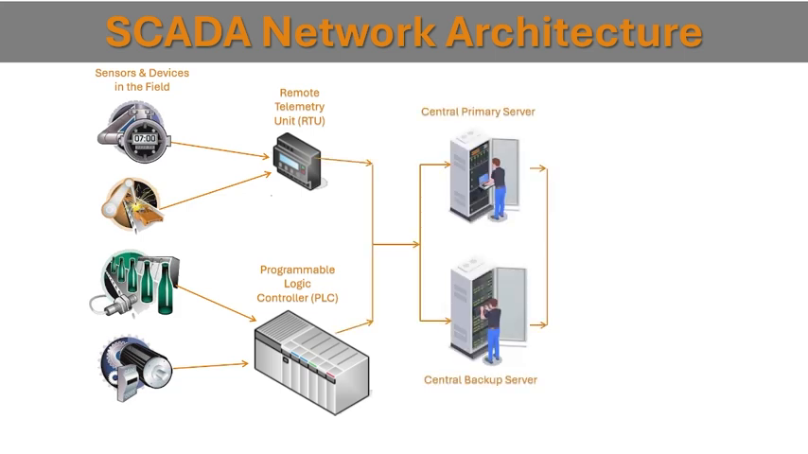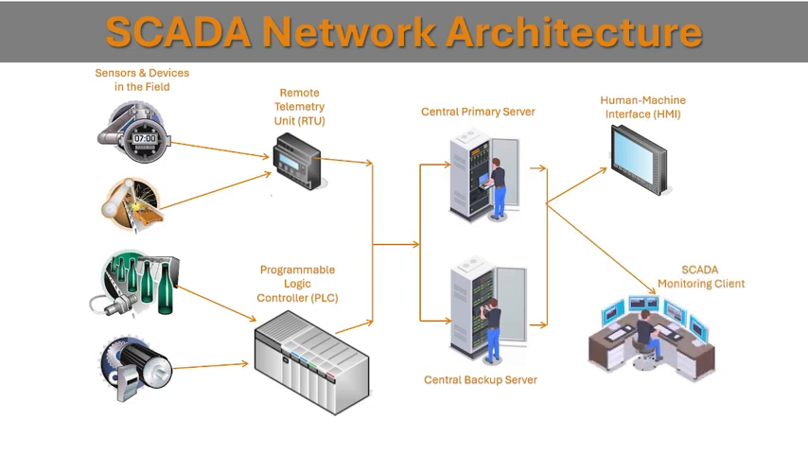The data is then transferred to central servers. These servers are equipped with redundancy to ensure robust functionality. The server's real-time data is then shared with human-machine interfaces, better known as HMIs, for local area control. And finally, the real-time data is displayed in SCADA monitor clients, where operators can monitor and control the processes.